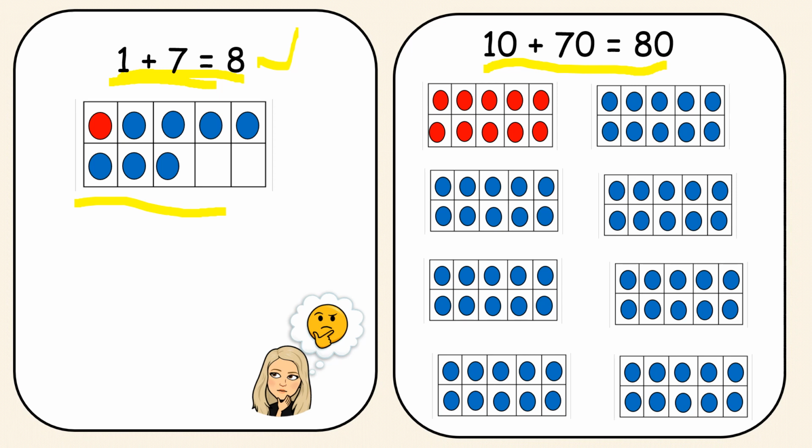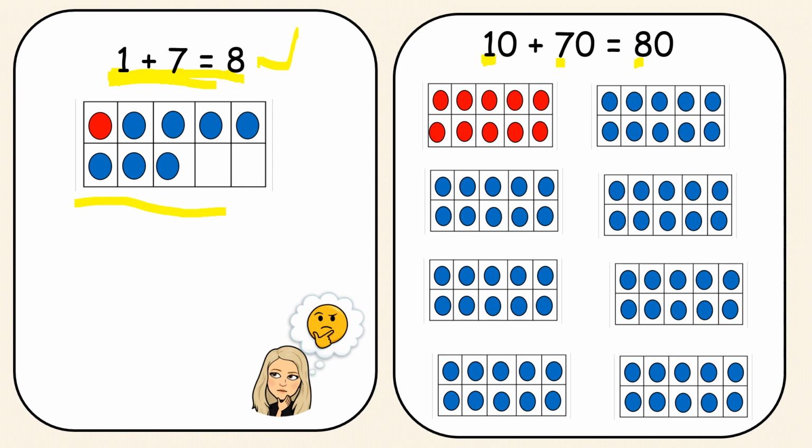So you can see here that we have got 1 and 7 is equal to 8. And over here, we have got 10 and 70 is equal to 80. What's the same? Well, let's start with, I can see a 1 here, and I can see a 1 here. I can see a 7 here, and I can see a 7 over here. And I can see 8 here, and 8 over here.